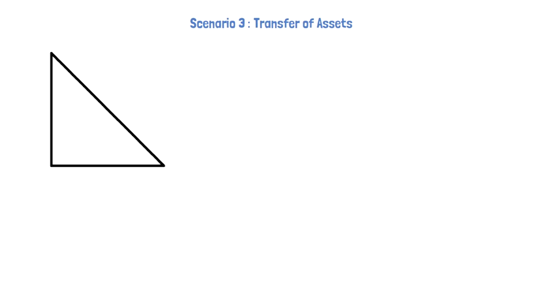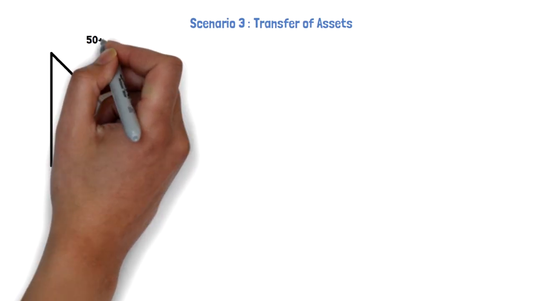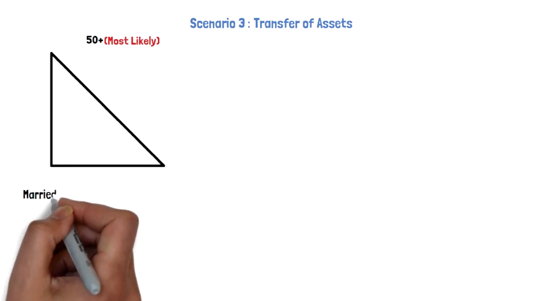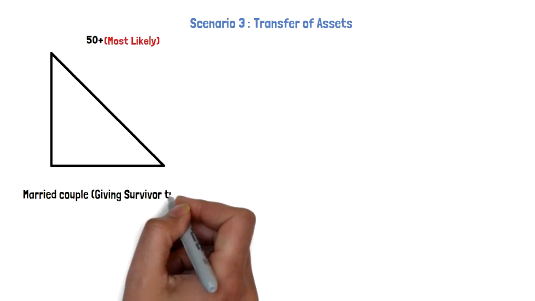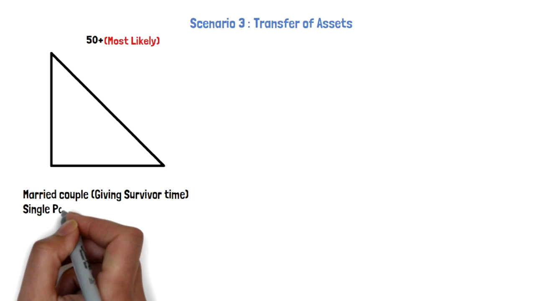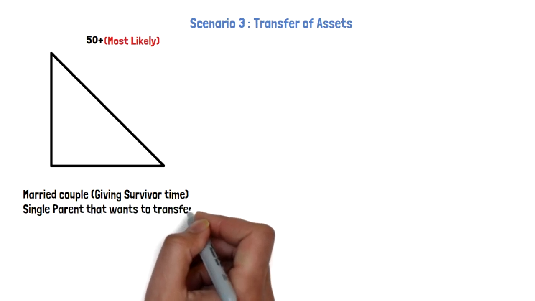So let's talk about the third scenario that we're going to go over today, and that's the transfer of assets. Most likely, this is for people that are 50 years and older. This is usually a married couple that is trying to give the survivor some time to figure out what to do with the house. The second scenario is a single parent that's trying to transfer the asset to their children.